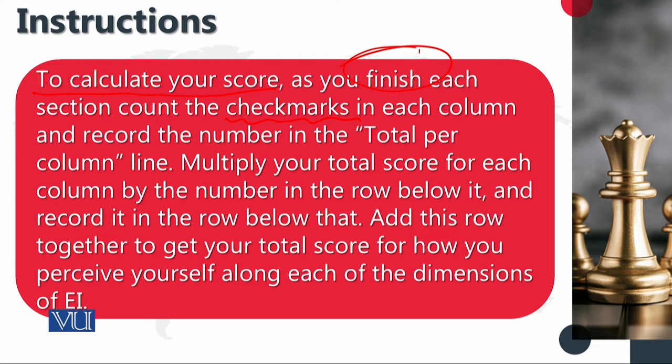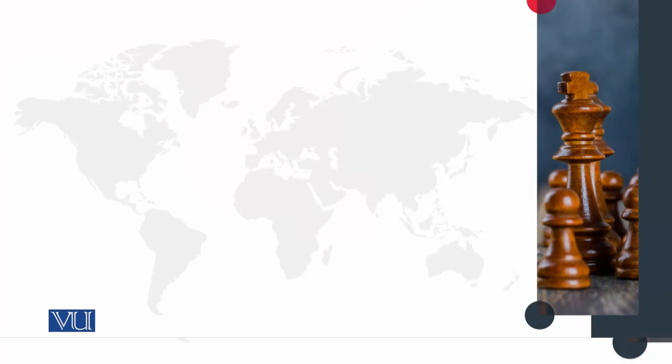Our total per column line score would be calculated and that would be the determinant of finding out your level of emotional intelligence. We have to multiply the score for each column by the number in the row below it and record it in the row below that. Add this row together to get your total score for how you perceive yourself along each of the dimensions of emotional intelligence. So how this actually is going to be implemented, uske liye there are certain exercises that we have to look at.